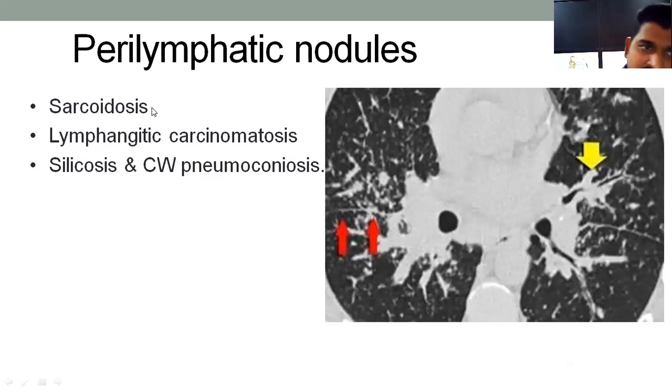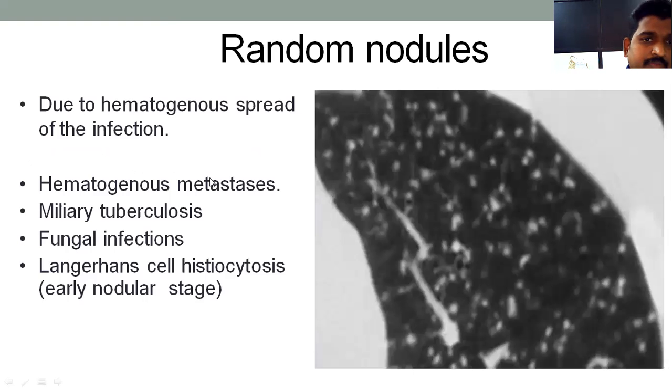If you are thinking of infectious disease, any disease which spreads through the lymphatics may give you perilymphatic nodules, that too in TB also. And if you see it unilateral, you could think of lymphangitis carcinomatosa, and also in some cases of silicosis and coal workers' pneumoconiosis, you get perilymphatic nodules. And as I already told you, random nodules do not relate to your secondary pulmonary lobule anatomy. Nodules are randomly distributed, usually seen in hematogenous spread of infection. You may get them in hematogenous metastasis, miliary tuberculosis, and fungal infections.